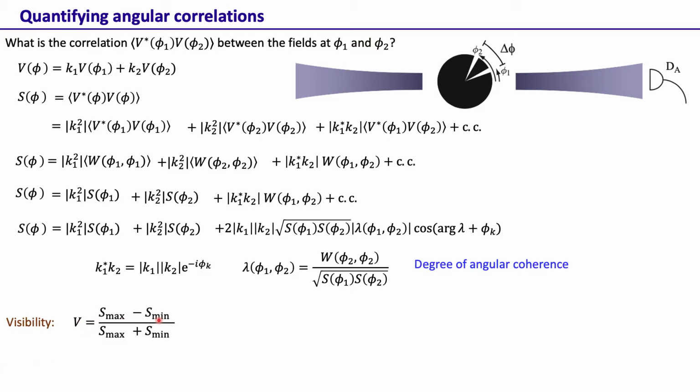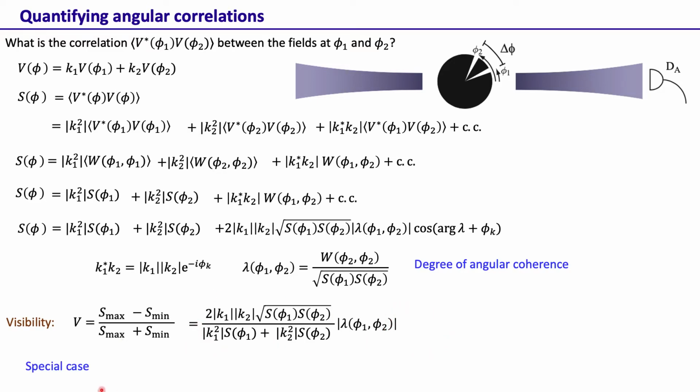Visibility is again S max minus S min over S max plus S min, and this we can calculate to be a quantity like this. If we take the special case where the first term is equal to the second term, that means the total intensity coming through this slit and the total intensity coming through this slit are equal, then we see that the visibility is simply the degree of angular coherence. So this is the same thing we have been doing in time and space. If the intensities from these two slits are equal, then the degree of coherence function can be found just by looking at the visibility.